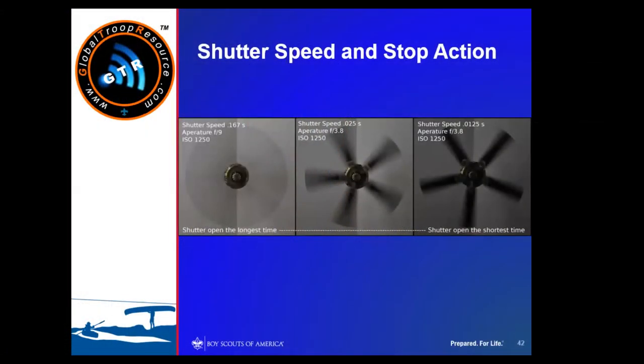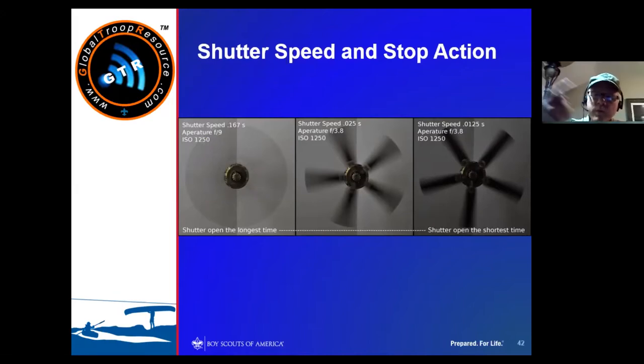Here is shutter speed and stop action. If you've got a shutter speed of 1/16th of a second, this is a fan, and the fan is spinning around in circles. Notice you can't see the blades at all. Why? Because the shutter stays open long enough that it catches the whole movement of the fan.